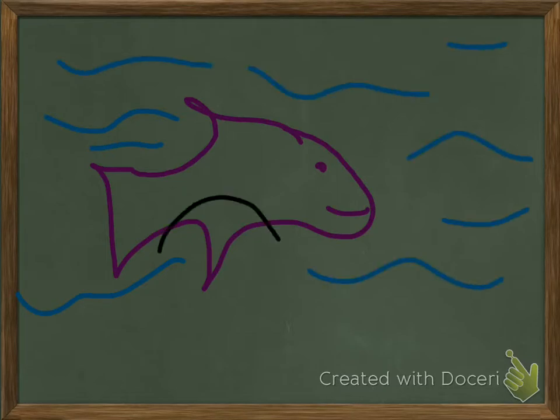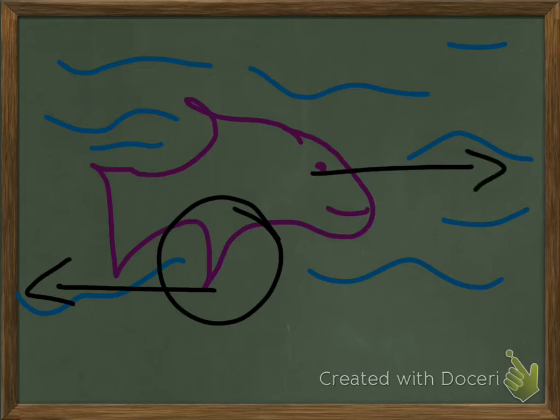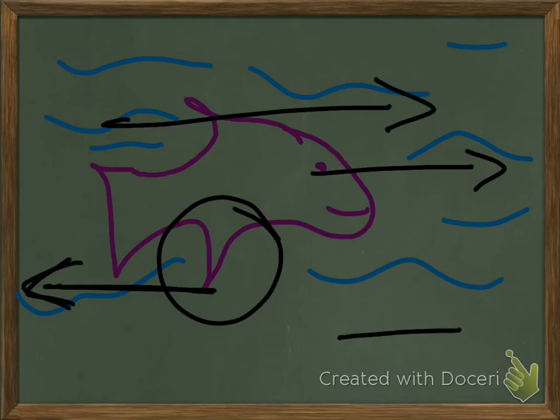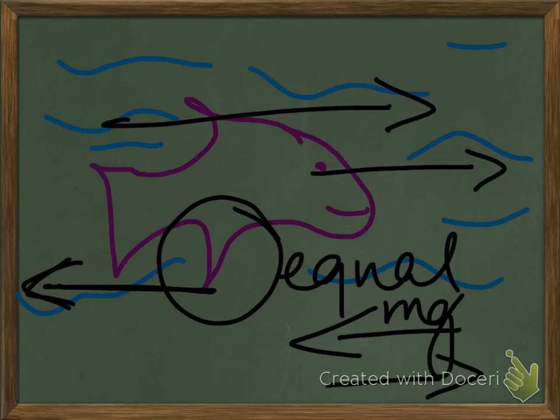The fish's fins push back against the water to propel the fish forward. But the actual thing that helps propel the fish forward is the reaction of the water pushing forward against the motion of the fins. So fins push backwards, water pushes forwards in an equal magnitude. So that's another example of Newton's third law.